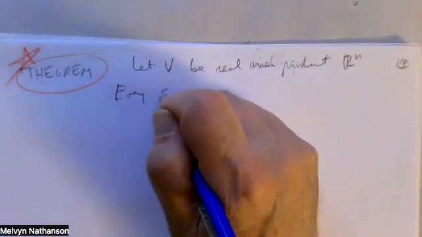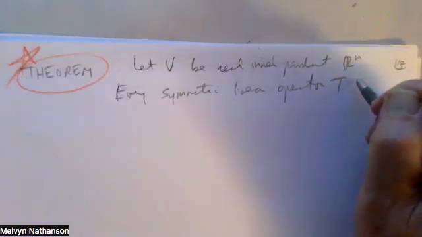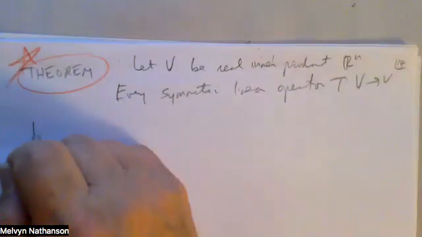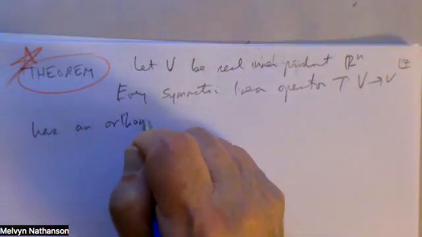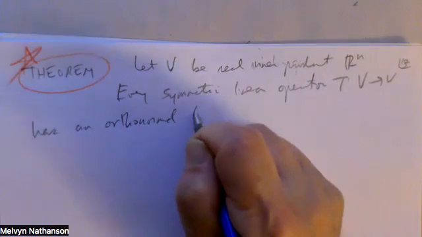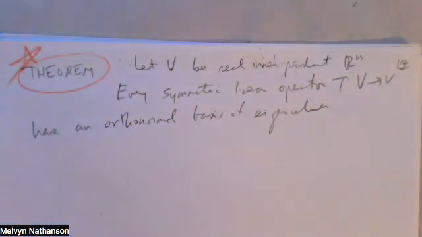Every symmetric linear operator T from V to V has an orthonormal basis of eigenvectors. Computing them can be hard, but they exist.